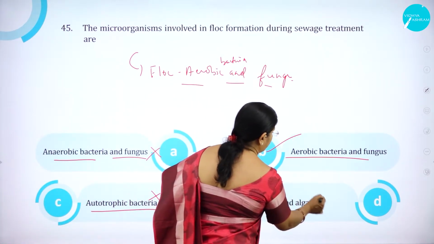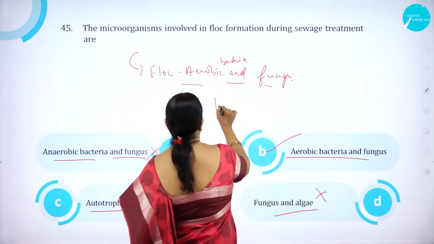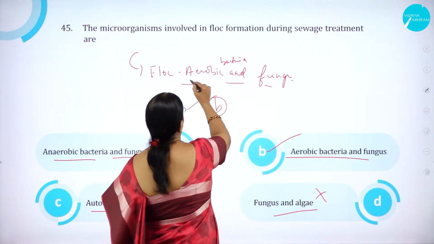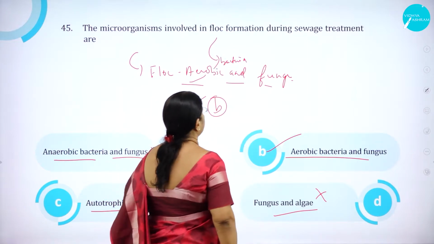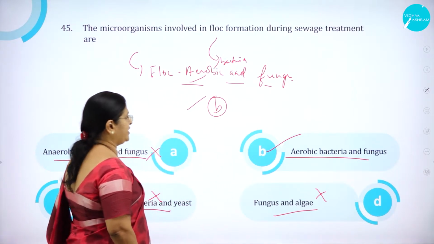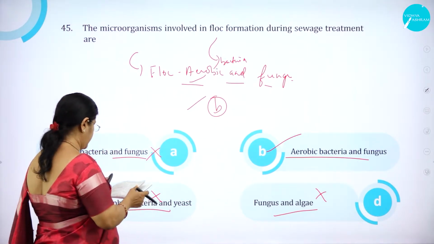Fungus and algae is wrong. Option D is wrong. So option B is correct. So what is it? Flock, that is aerobic bacteria and fungus.